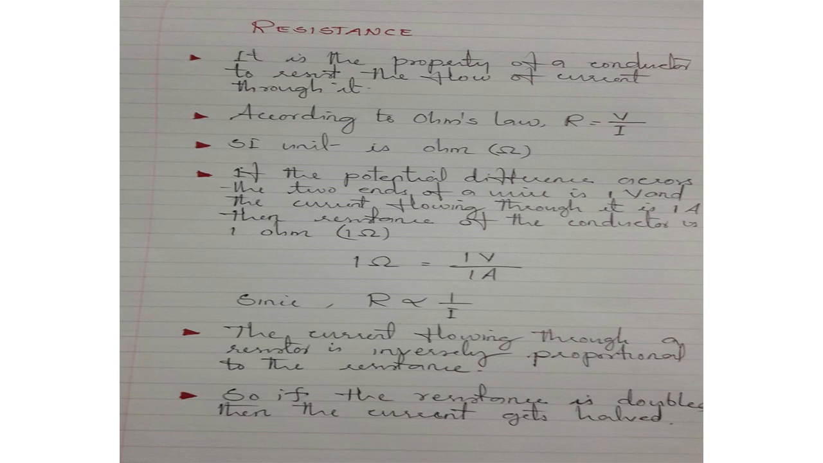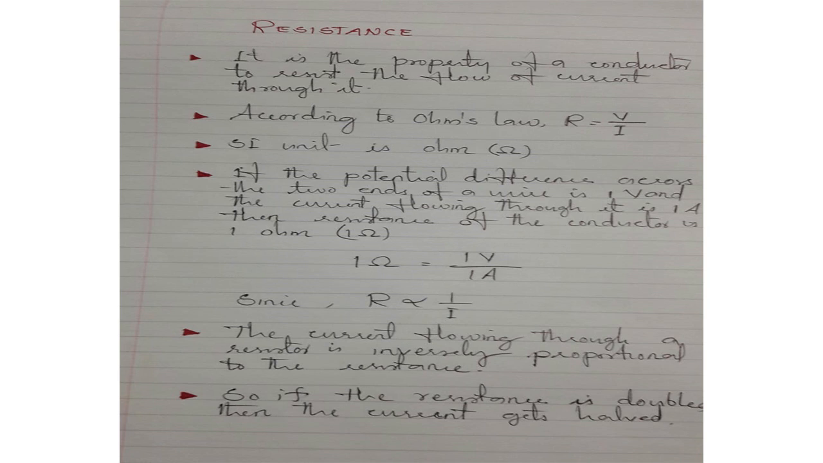From Ohm's law, V is equal to IR or I is equal to V by R. That is, I is inversely proportional to R. I means the electric current, that is, electric current is inversely proportional to resistance of the given wire R. Both are inversely proportional. That means that if resistance increases, the current will decrease. Again, if resistance decreases, the current will increase.